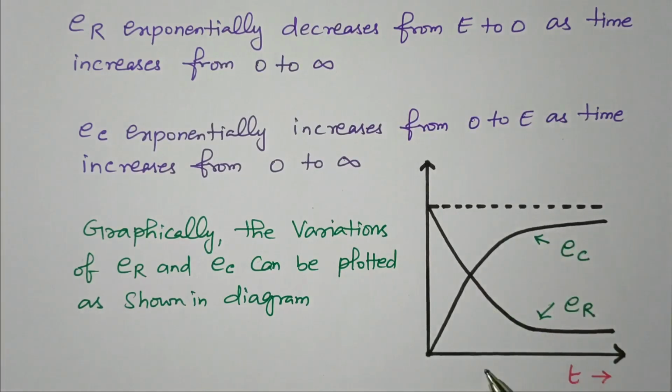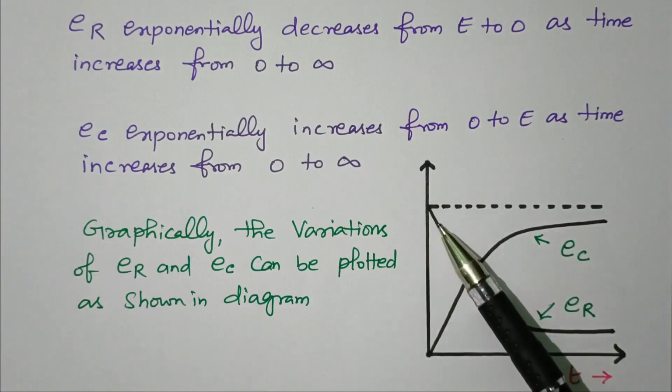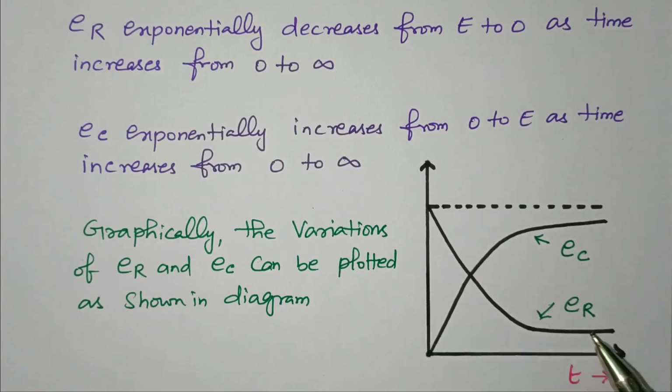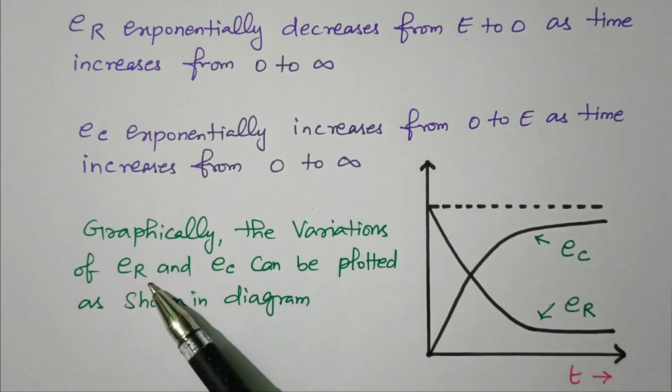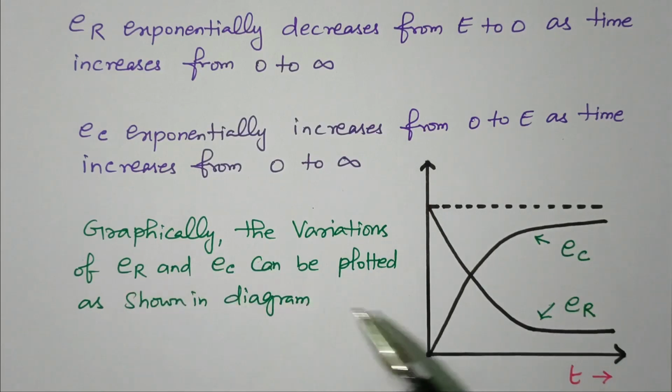This is the time axis. The voltage across the resistor decreases from E to 0. The voltage across the capacitor increases from 0 to E, right? Graphically, the variation of ER and EC can be plotted as shown in the diagram. Now we'll see the time constant for the RC circuit.